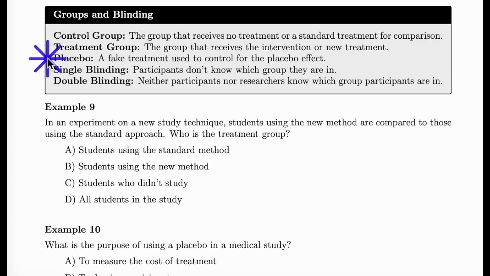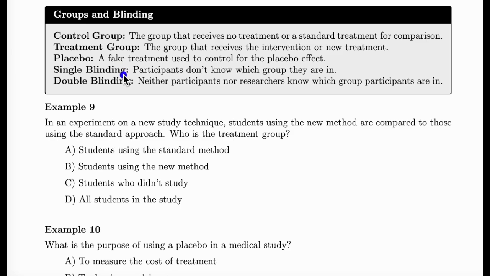All right, now we have a placebo. It's a fake treatment used to control for the placebo effect. Now, the placebo effect is where someone might think that they're doing better because they're taking medication. So we want to limit that outcome. We want to make sure that people are not aware of if they're receiving the treatment or not, so that we get a true and accurate result. So by giving them a fake treatment, they don't know if they're receiving the treatment or not.